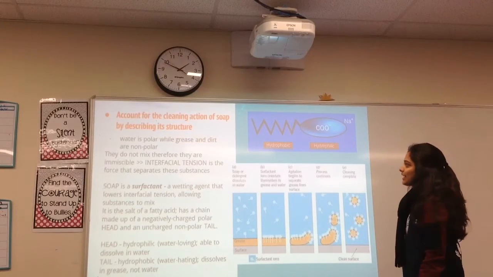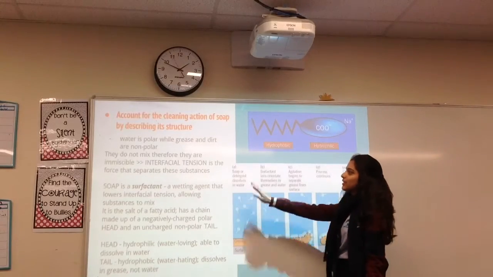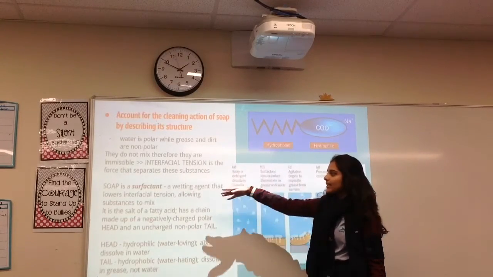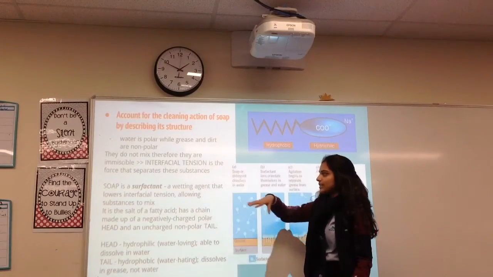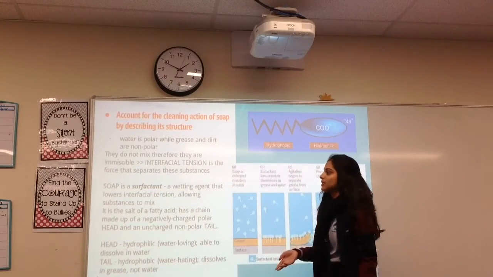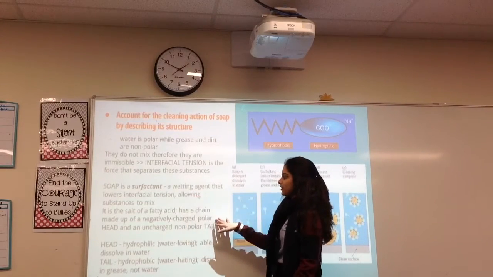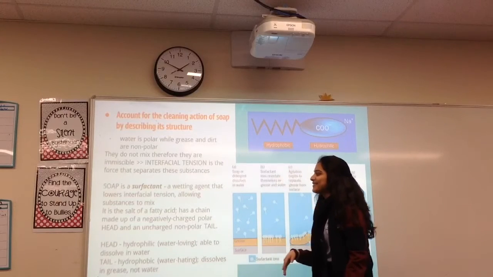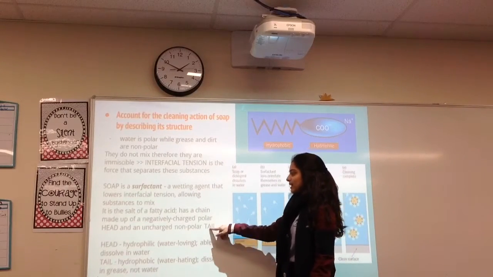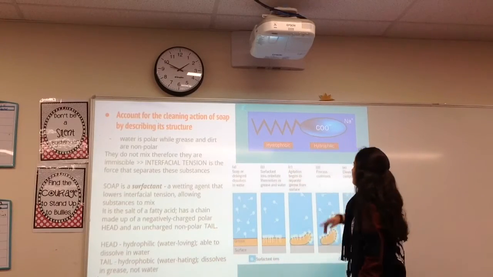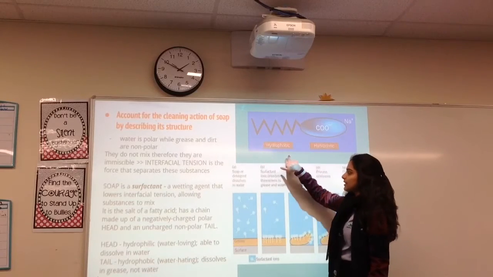Account for the cleaning action of soap by describing its structure. Water is polar and grease and dirt are non-polar. They do not mix, hence they are immiscible. Interfacial tension is a force that separates these two substances and makes them immiscible. Soap is a surfactant, which is a wetting agent that lowers interfacial tension, allowing substances to mix. It is the salt of a fatty acid and has a chain made up of a negatively charged polar head, which is this, and an uncharged non-polar tail, which is this.